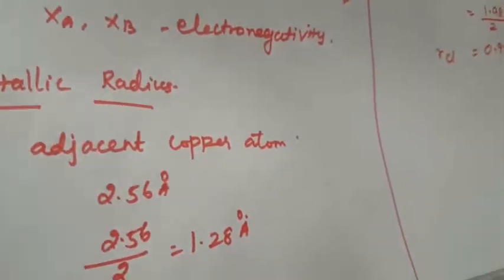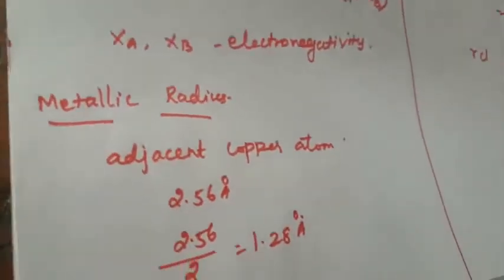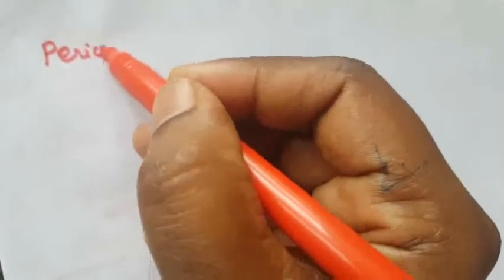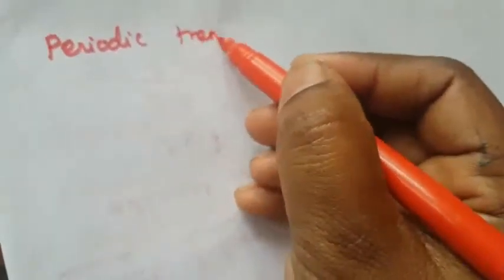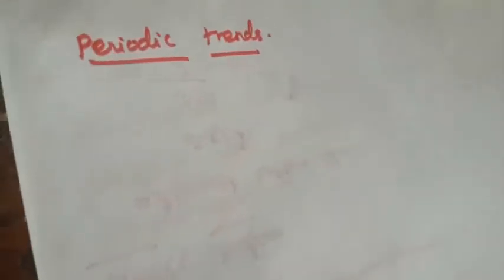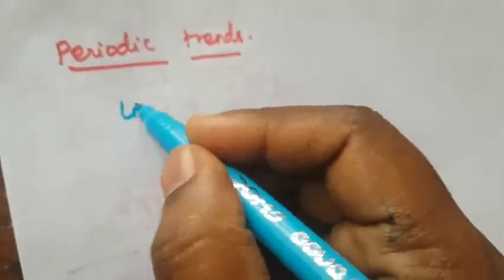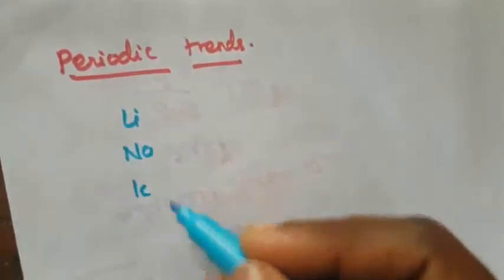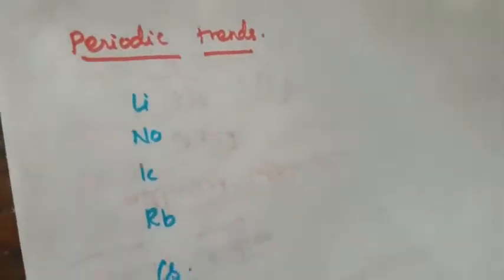Next, what are the periodic trends in atomic radius? What is meant by periodic trends? For example, I am taking the first group elements. What are the first group elements? Lithium, sodium, potassium, rubidium and cesium. This is the first group.